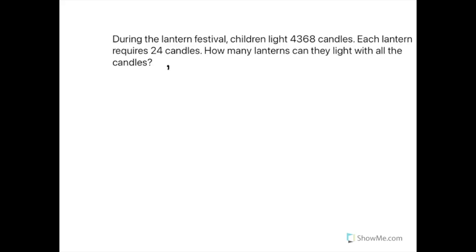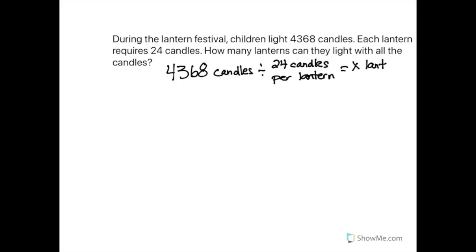So we have 4,368 candles divided among 24 candles per lantern. And we're trying to figure out how many lanterns we can make with that. So I'm going to set up my problem. Here is 4,368. And we're going to make our little box here. And we're going to put 24 here.